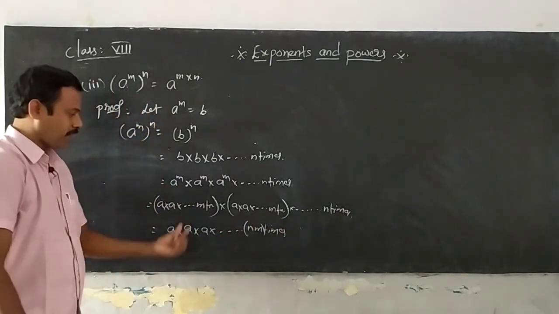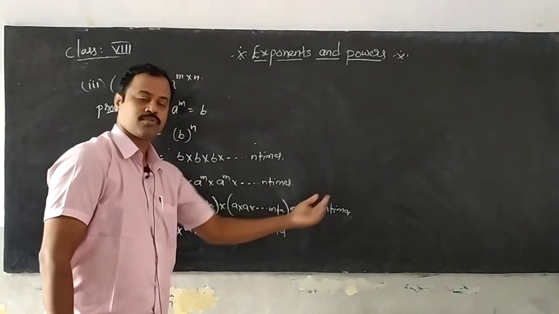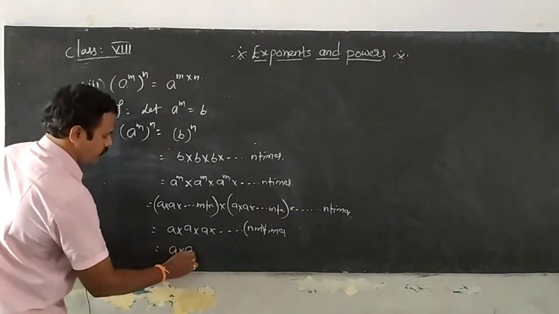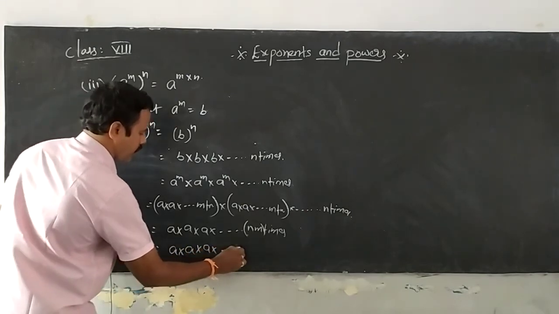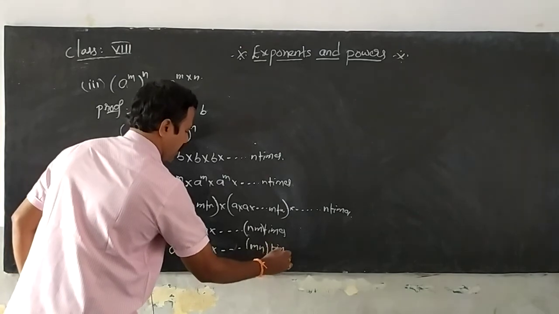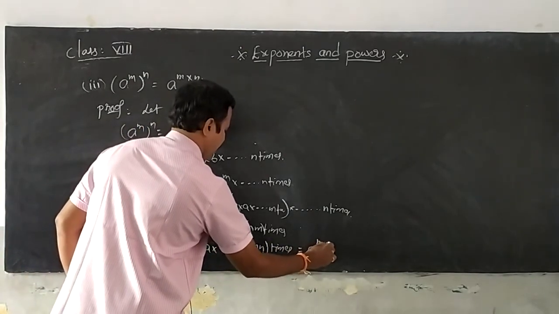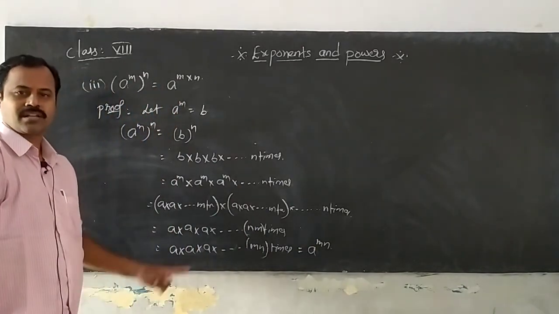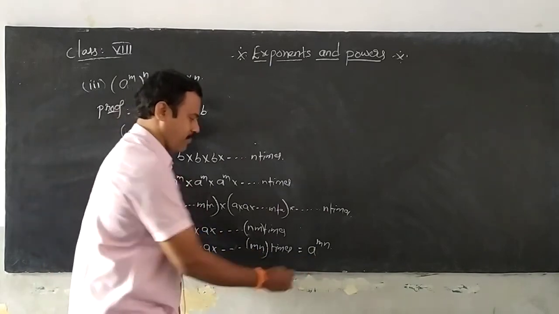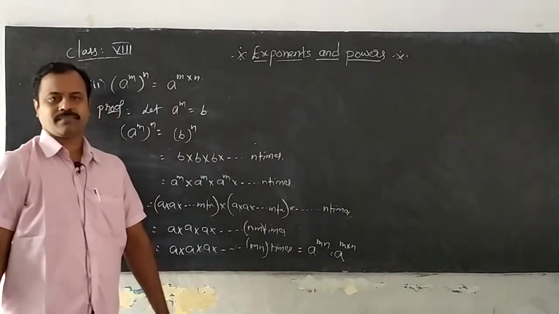nm times. 1m, 2m, 3m, so on. This is for n times, so you have nm times. So this can be written as a into a so on mn times. nm or mn, same. So you can write this as a power mn. Is that clear? So a power m whole power n is equal to a power mn, or you can write it as a power m into n.